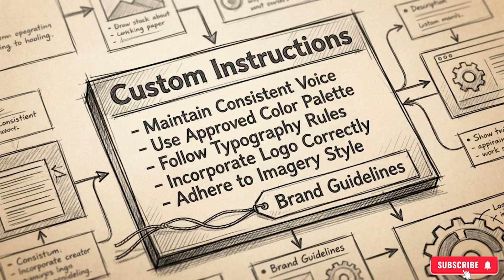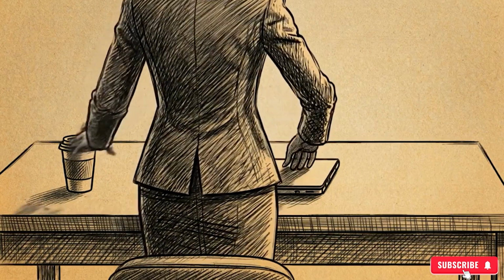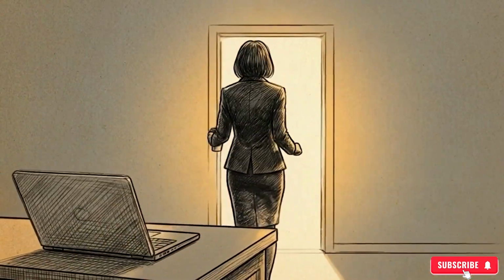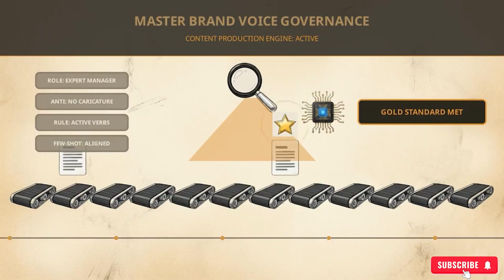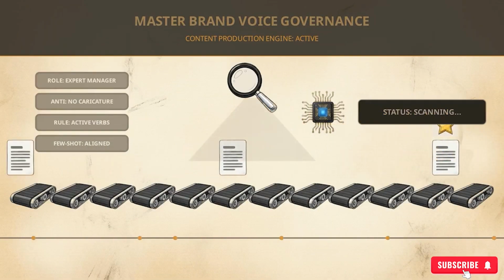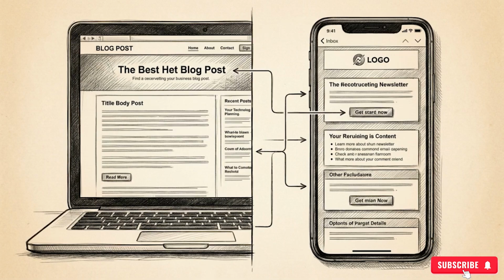Save the master template into your AI's custom instructions menu, or simply paste it at the top of every new chat session to ensure everyone stays on brand. Download the worksheet provided in the description to start building your own guidelines and apply this template to your very next drafting task. By taking the time to master this prompt structure, you ensure that every draft your team produces meets a high standard of quality, preserving your identity without sacrificing your production speed.